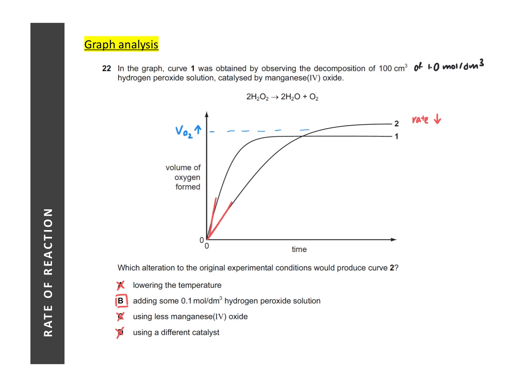Now the important thing about this question, unfortunately, which was cut off by my cropping, is that the initial concentration of hydrogen peroxide is 1 mole per dm cube. If you look at option B, you are adding some 0.1 mole per dm cube hydrogen peroxide to the original solution. You are adding a less concentrated, more dilute solution into a concentrated one. So what will happen to the final concentration? It will be lower, and therefore the initial rate would be lower as well.